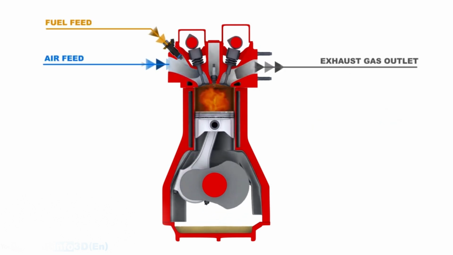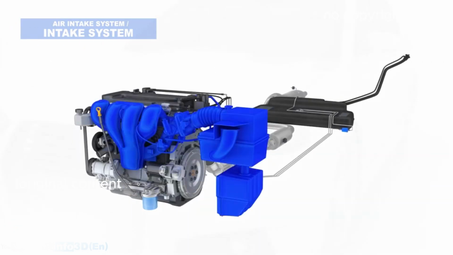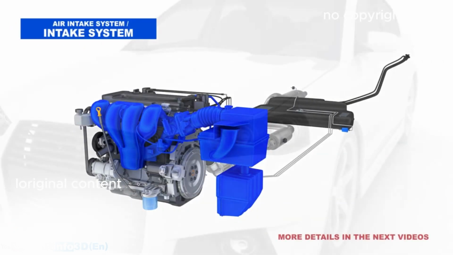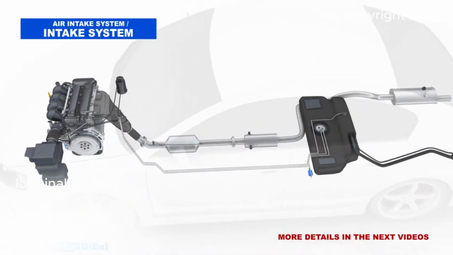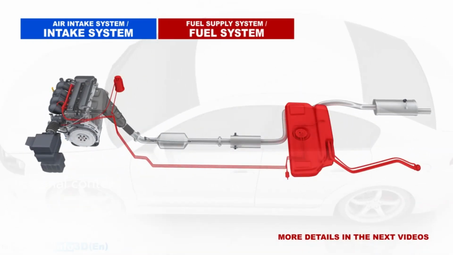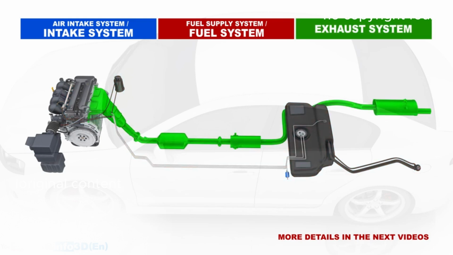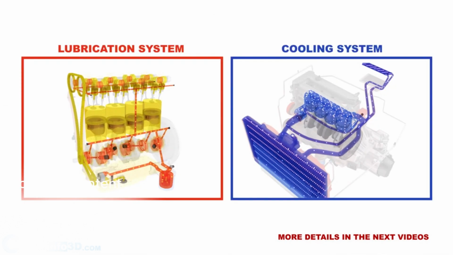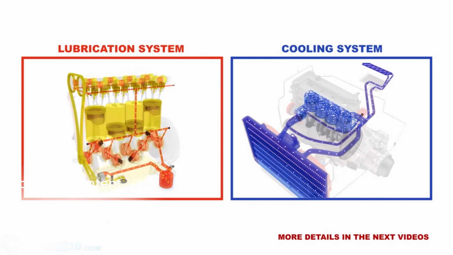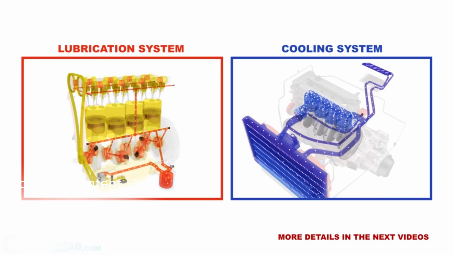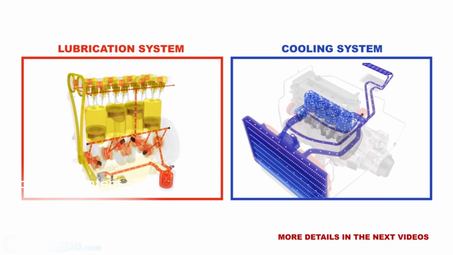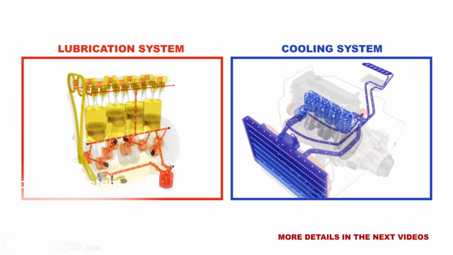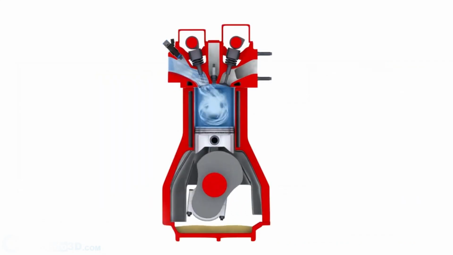3 subsystems feed the engine with fuel and air, and then expel exhaust gases. The intake system, the fuel supply system, the exhaust system. Furthermore, normal engine operation necessitates the use of the lubrication and cooling systems. The proper operation of these systems extends engine life.